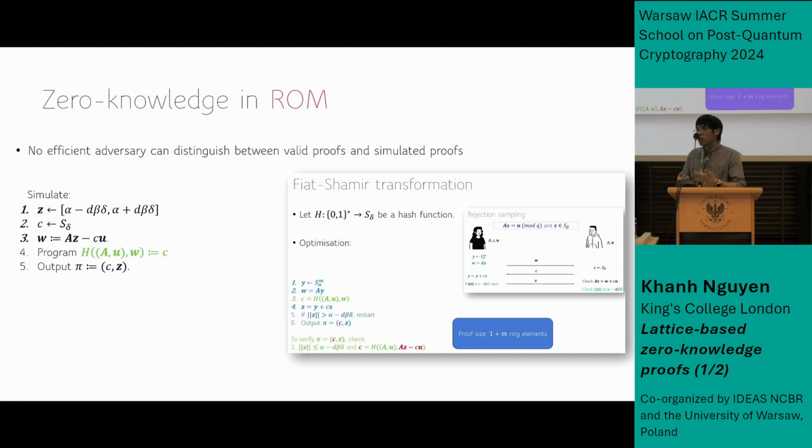But then we need to make sure that it's consistent with the random oracle equation, so we program C in the right way. And then we output C and Z. Then we need to make sure that we don't override the random oracle, that we stay consistent, and so on. So there are all these bad events to take care of. But that's kind of the gist of it.